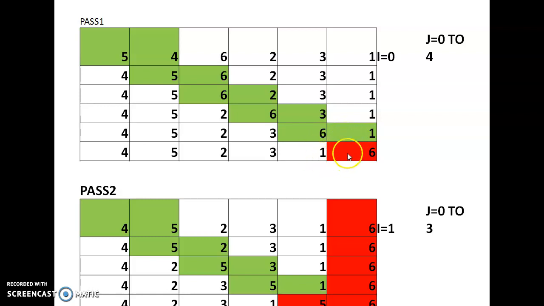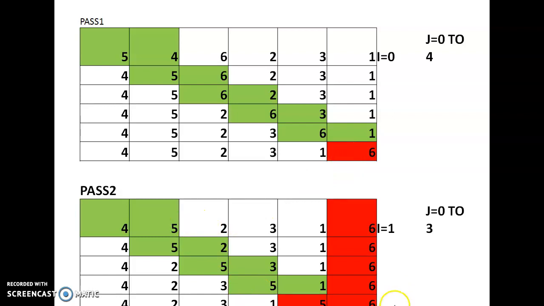At the end of pass 1, the largest element comes to its own position, the ending position, because it's an ascending order. If it is a descending order, the smallest element will come to the starting position. So now we'll go for the next pass.